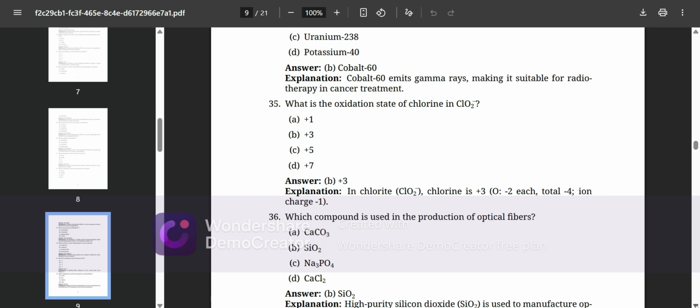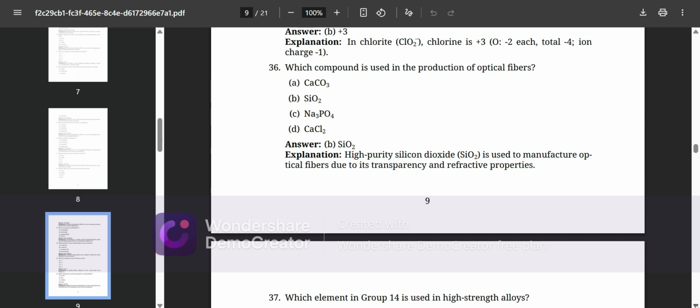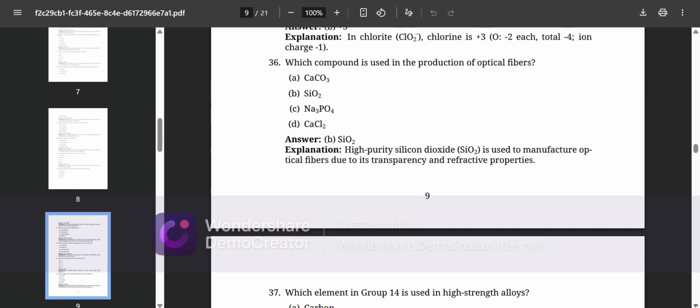What is the oxidation state of chlorine in ClO2-? +3. In chlorine ClO2-, chlorine is +3, oxygen is -2 each, total -4, ion charge -1. Which compound is used in the production of optical fiber? Silicon dioxide. High purity silicon dioxide SiO2 is used to manufacture optical fiber due to its transparency and refractive properties.